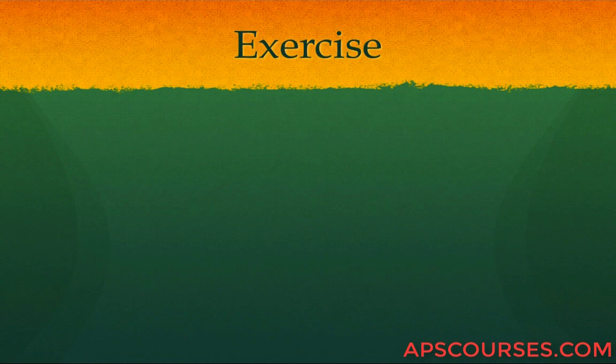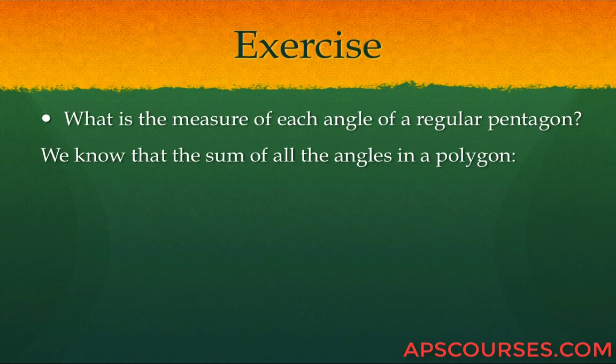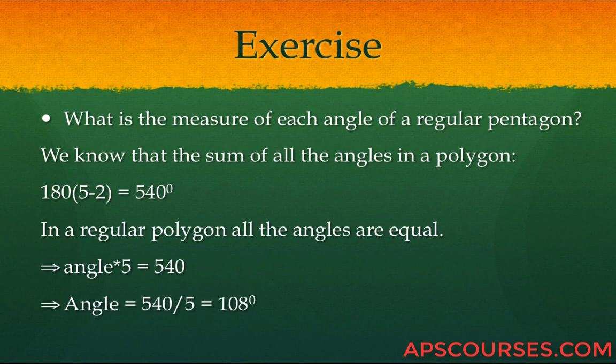Let us now solve a simple exercise. What is the measure of each angle of a regular pentagon? We know that the sum of all the angles in a polygon is given by 180 into n minus 2. Put n is equal to 5 in the formula, and the sum of all the angles comes out to be 540 degree. We know that in a regular polygon all the angles are equal, and therefore 5 multiplied by any angle is equal to 540 degree, and therefore all the angles will be equal to 108 degree.